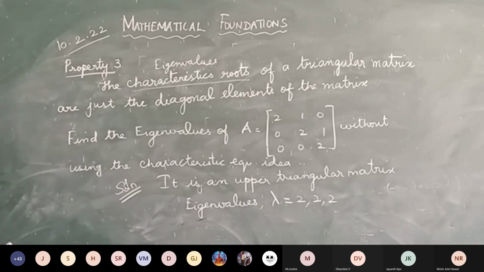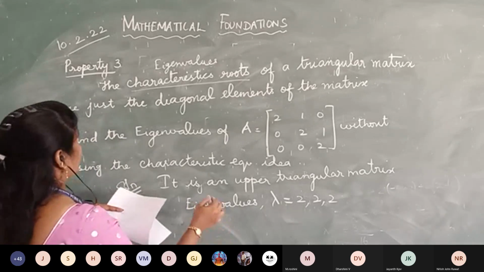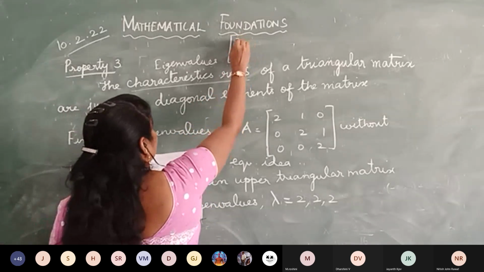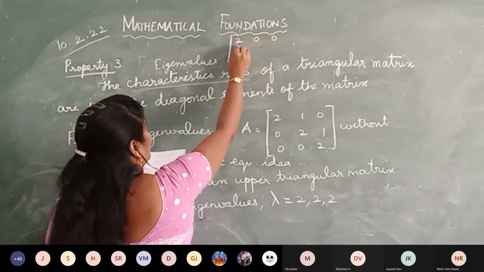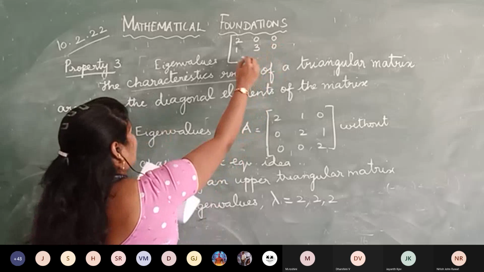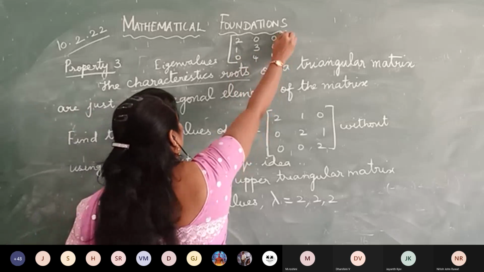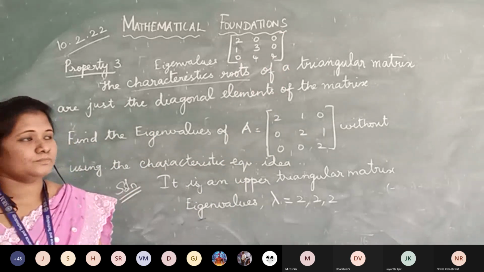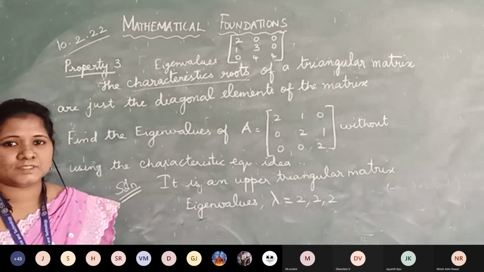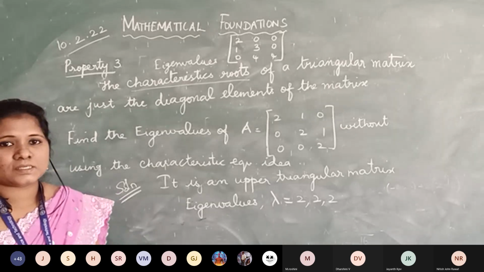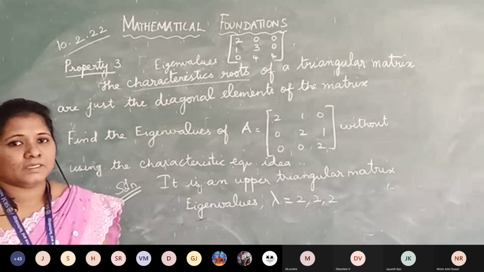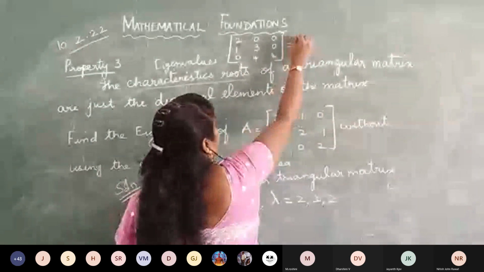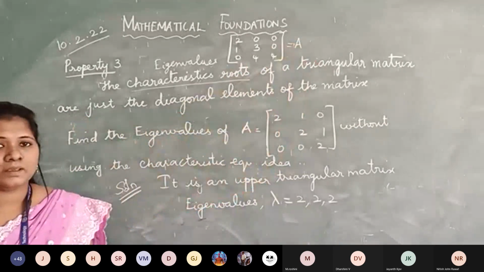So I will write another question that you tell me. For this, what are your eigenvalues? I will write it here. The values are 2, 0, 0; 1, 3, 0; 0, 4, 4. Tell me, what matrix is this? I've given one example here, another example there. It is a lower triangular matrix. We will represent it as A. It is a lower triangular matrix.